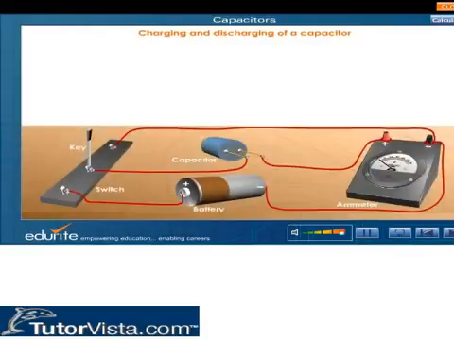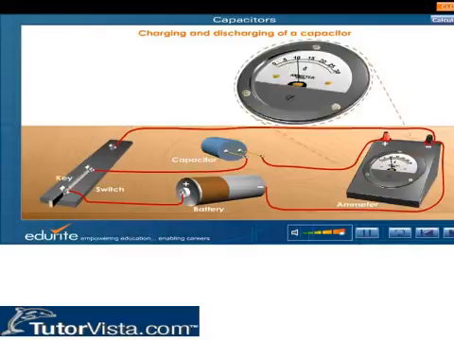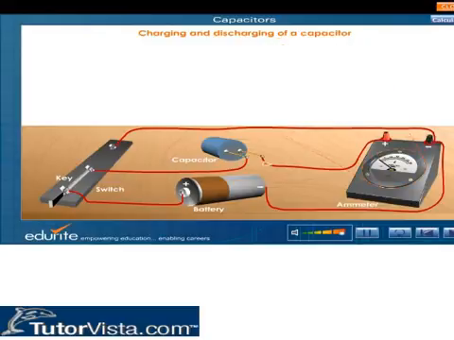Charging and discharging of a capacitor. A capacitor is charged by connecting the conductors to the terminals of a battery. Displayed here is a capacitor connected to a battery and an ammeter. To charge the capacitor, click on the key. Observe that the ammeter reading is decreasing to 0. This indicates that the charges are flowing from the battery to the capacitor.